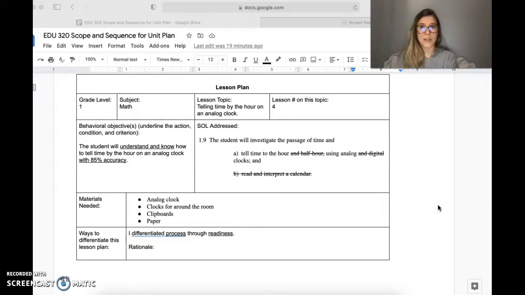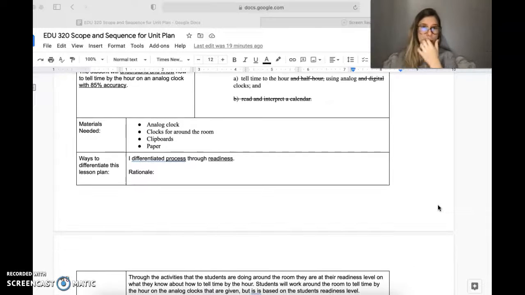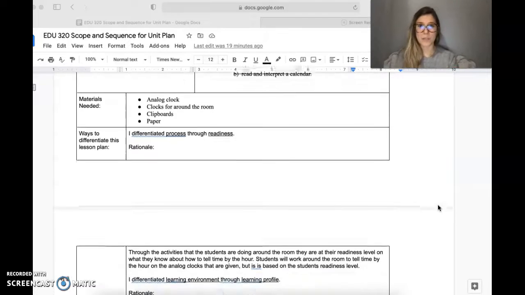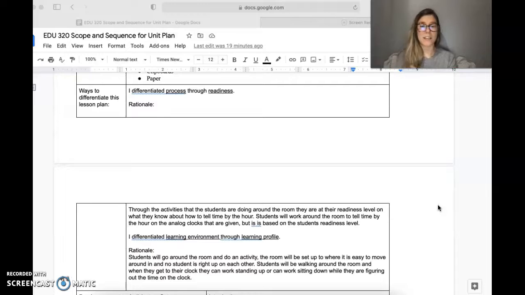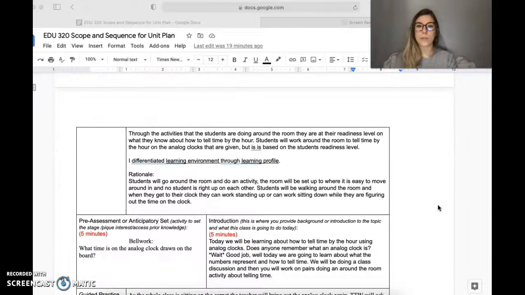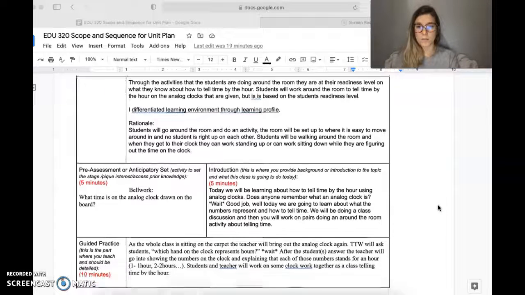Again, the student will understand and know how to tell time by the hour on an analog clock, and they will also have their clock already written down, so by the hour they will have it. I differentiate the process through readiness. The activity that they are doing around the room is based on the readiness level, and the learning environment, through learning profile, is the way that the classroom is set up. When they're doing their activity, they can maneuver around very easily, and once they get to their activity, they can stand up if they want to, or sit down while they're thinking about what hour is on the clock.